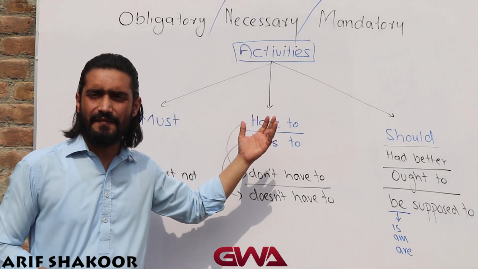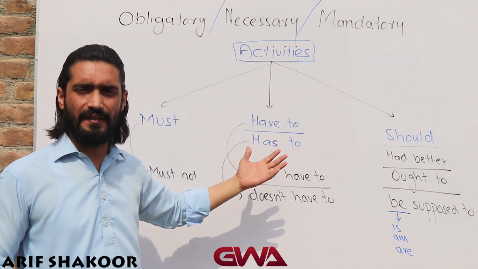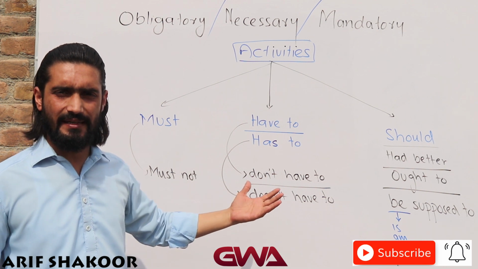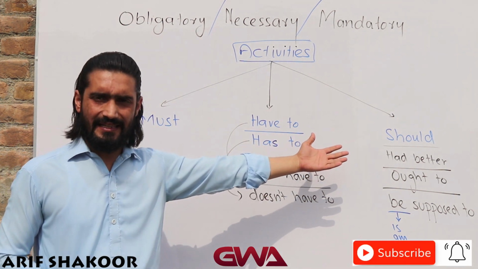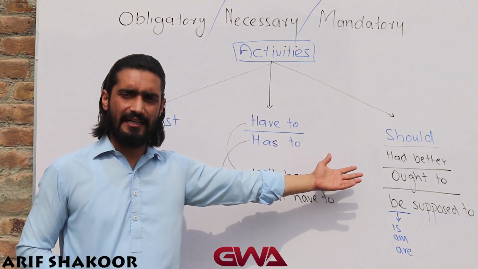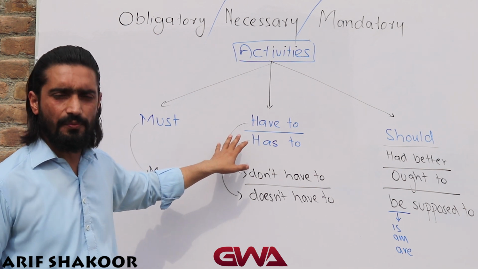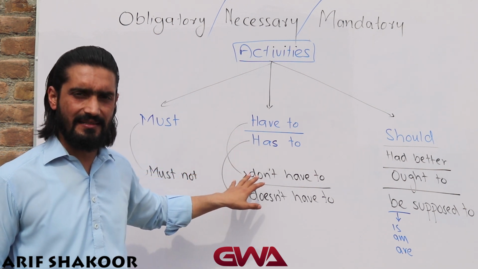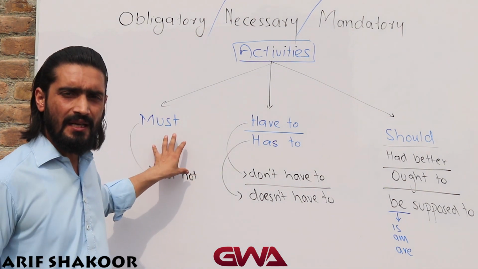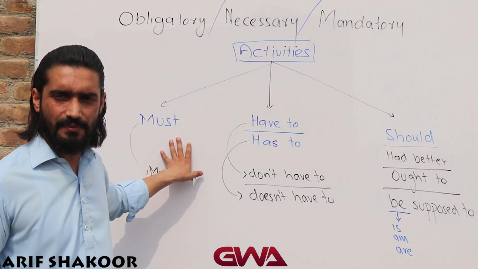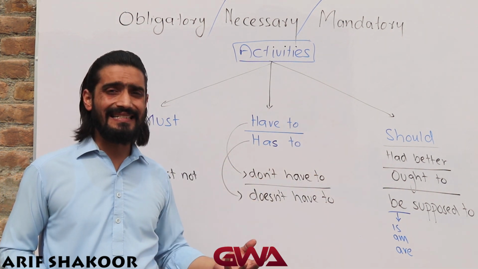To talk about activities that are obligatory, necessary or mandatory, I have arranged the auxiliary verbs and some expressions into three groups. In that group we have should, had better, ought to, be supposed to. In this group we have have to and has to, while in this one we have must. Must is an auxiliary verb, okay? Now I have arranged them according to their intensity.